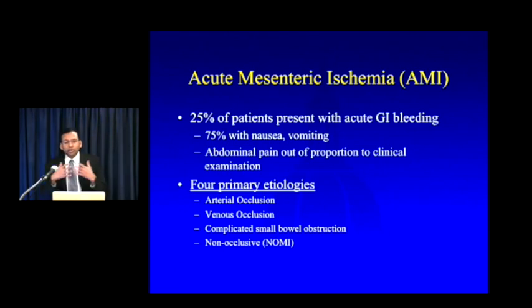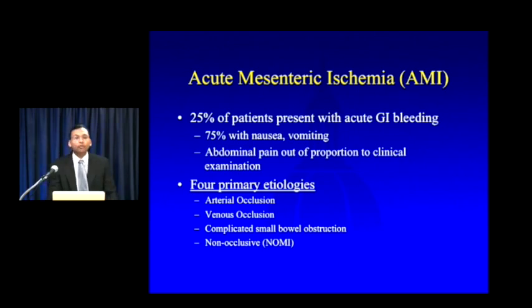Now, when you're talking about lower GI bleeding in a patient who's acutely ill, really sick, coming into the emergency room, maybe they're in the ICU, the two diagnoses I want you to think about are acute mesenteric ischemia and aortoenteric fistula. Now, mesenteric ischemia not uncommonly will present with acute GI bleeding, probably about a quarter of all cases. These patients classically will have abdominal pain out of all proportion to clinical exam.